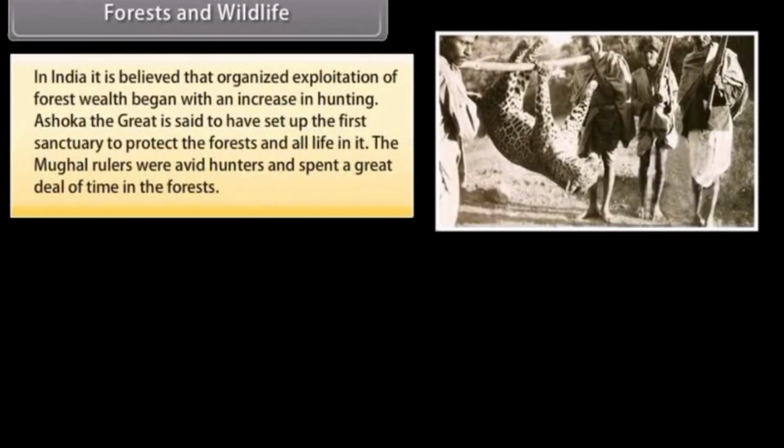In India, it is believed that organized exploitation of forest wealth began with an increase in hunting. Ashoka the Great is said to have set up the first sanctuary to protect the forests and all life in it. The Mughal rulers were avid hunters and spent a great deal of time in the forests.